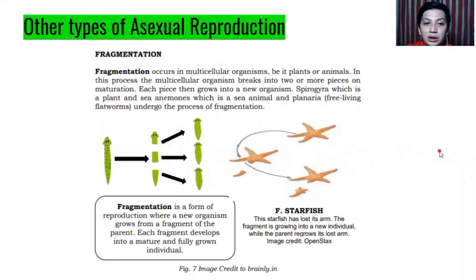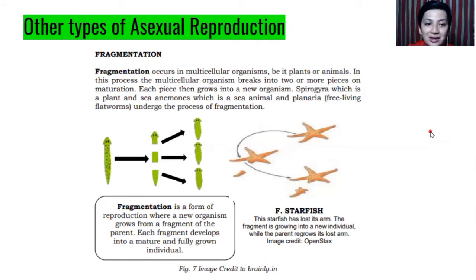So fragmentation occurs in multicellular organisms, be it in plants or animals. In this process, sometimes we can interchange fragmentation with regeneration. But when we say fragmentation, those small pieces become the new individual. When we are talking about regeneration, those cut parts will regenerate into a new individual. In this process, the multicellular organism breaks into two or more pieces on maturation. So each piece then grows into a new organism.